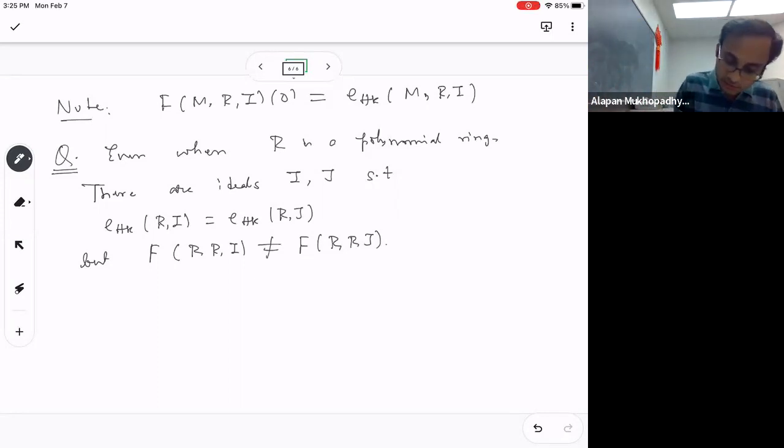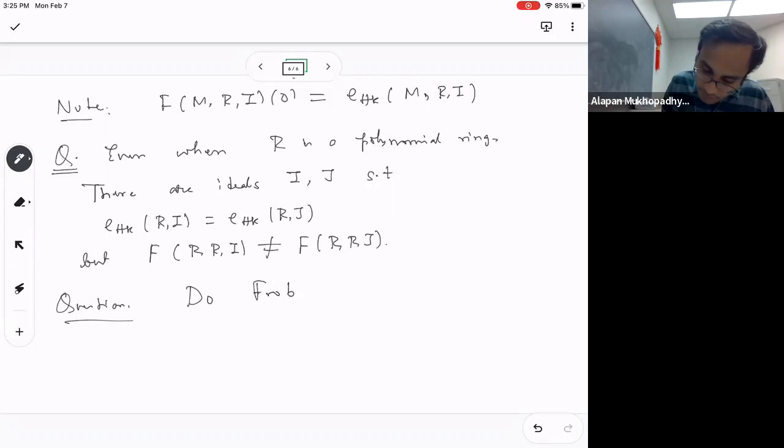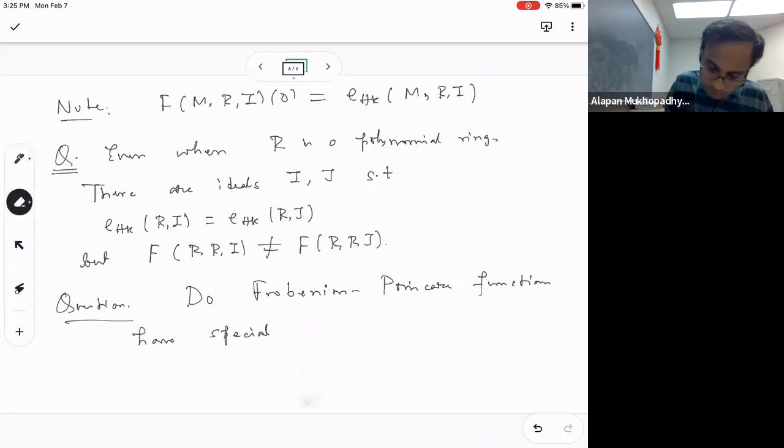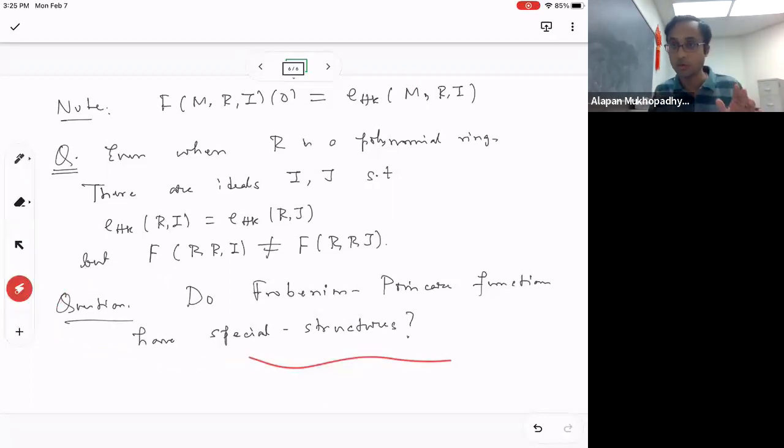Okay, so the question is this. This is a vague question: do Frobenius-Poincaré functions have special structures? I'm not going to answer this question right now, and I actually do not know the answer, but we will see examples that indicate that yes, they might actually have special structures, and that is kind of expected.